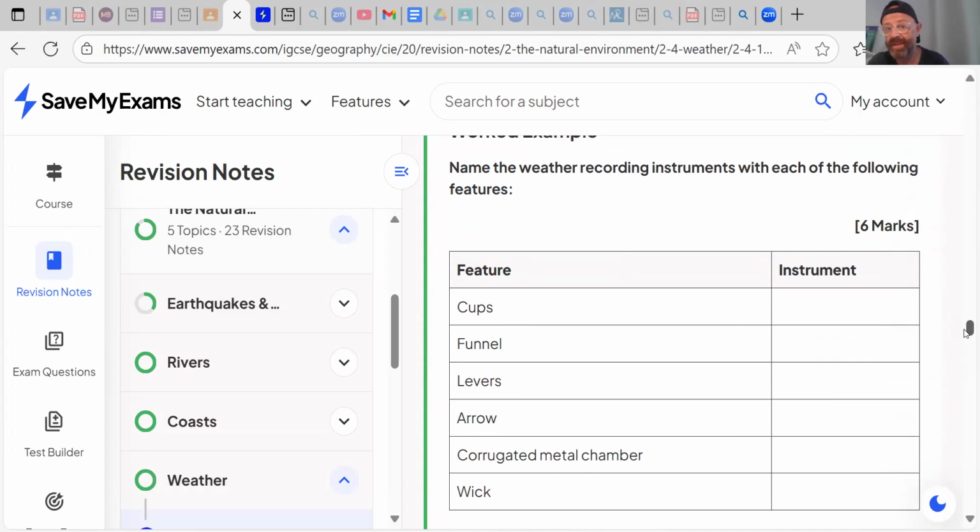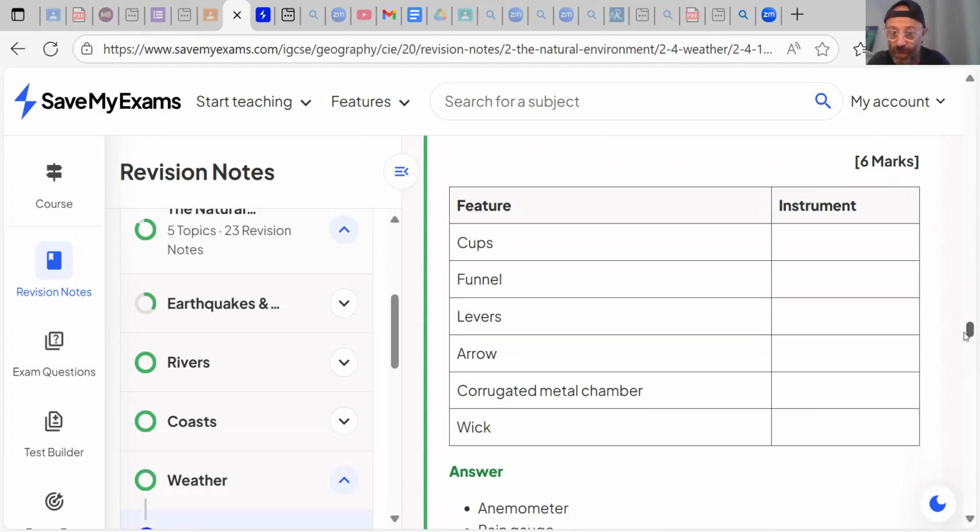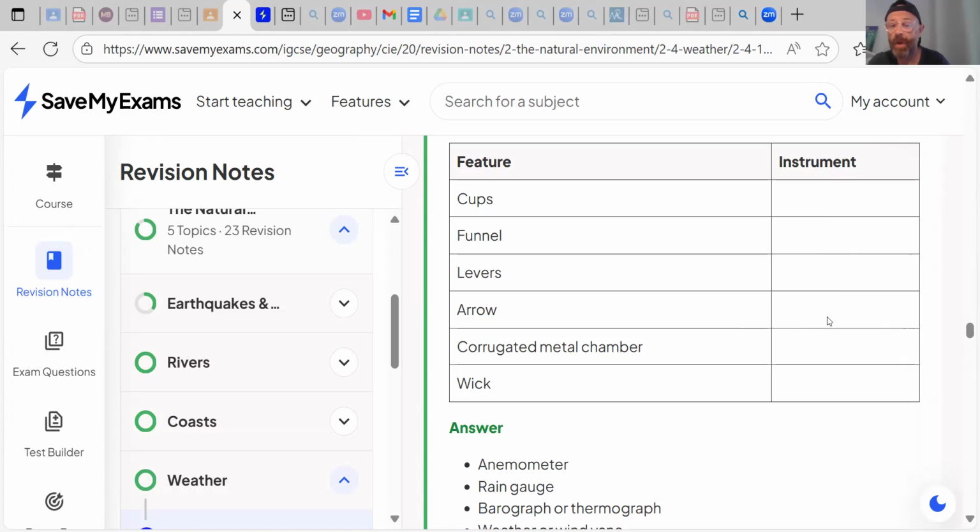What? See, tricky. They've spun it. So which instrument has cups? Well, it's the anemometer, okay, for the wind. What has a funnel? Could probably be the rain gauge. What has levers? Not sure what it means by that. I'll go back to that. Arrow. It's the wind vane. Corrugated metal chamber. Probably the Stevenson screen, isn't it? No, I don't know what that one is.